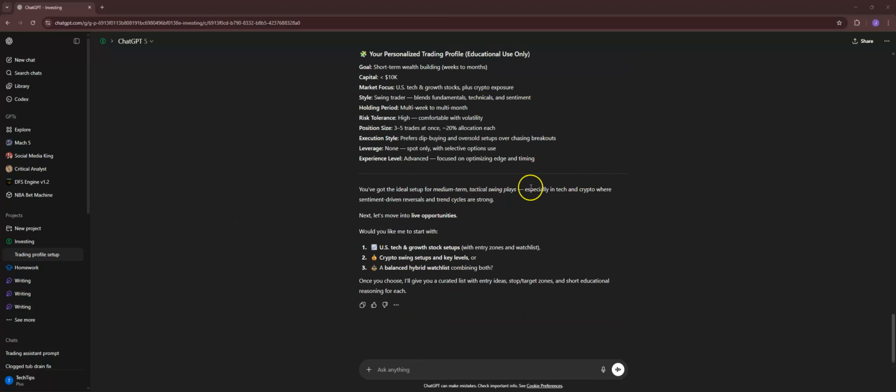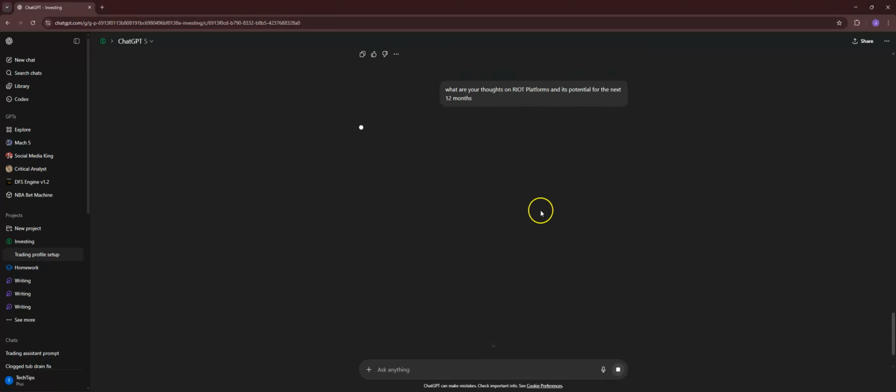So once completing all the questions, it follows up by telling you what you'd like to proceed with. So let's move into live opportunities. It can say US tech and growth stocks, setups, crypto, swing setups, and key levels, or balanced hybrid. So at this point, you can just go and start asking questions that are relevant to what you are doing. So I'm going to go ahead and ask it about a specific stock and see what it says.